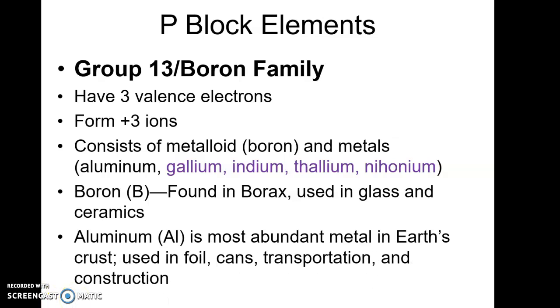And then aluminum you're very familiar with. It is the most abundant metal in Earth's crust, actually. And it is used in aluminum foil, in aluminum cans, transportation, like in cars, and a lot in construction.